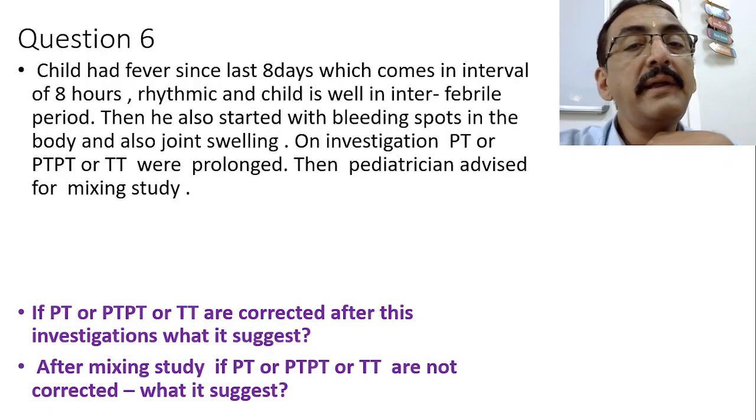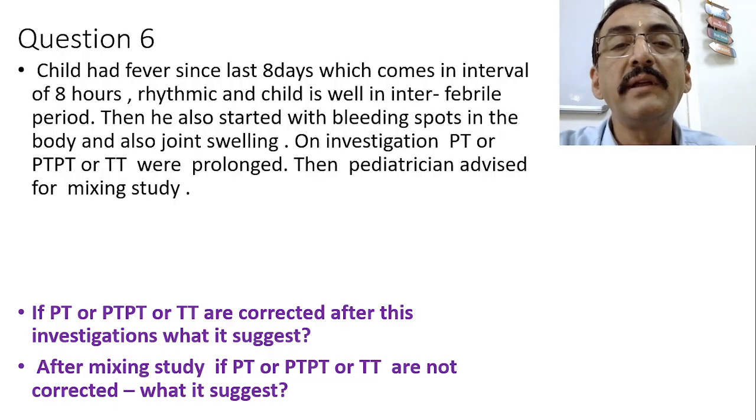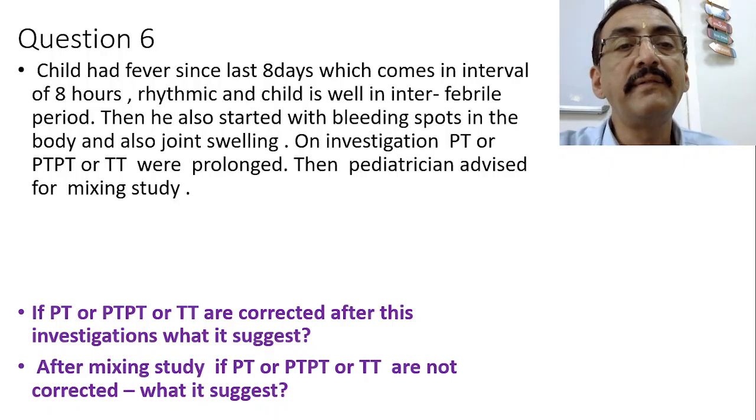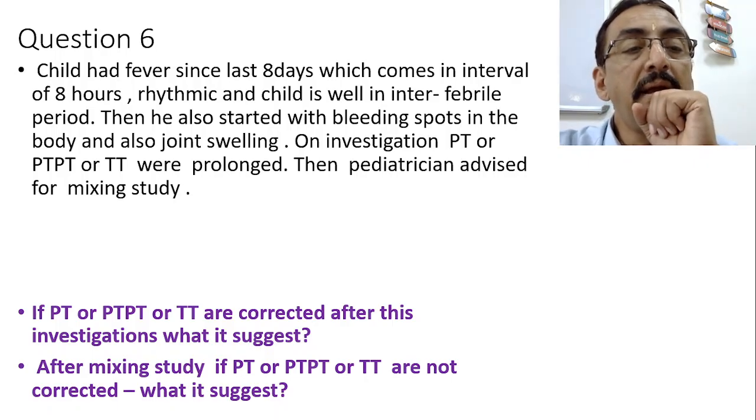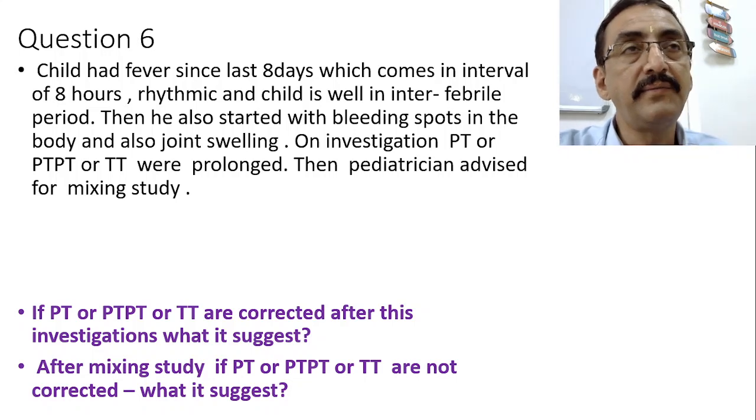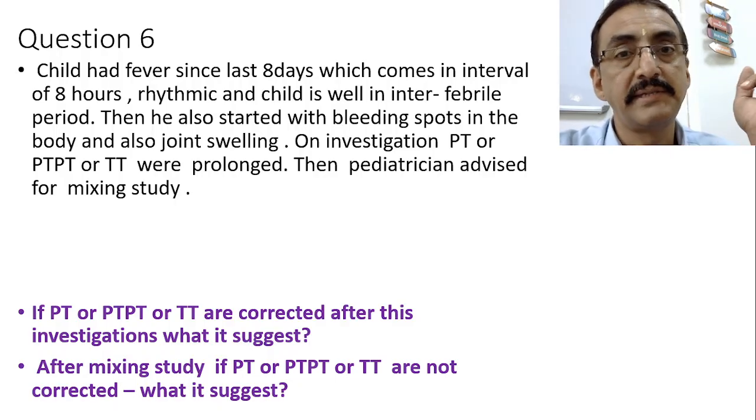On investigation, PT, APTT and TT were prolonged. Okay, all three are prolonged. Then the pediatrician advised the mixing study. Yes, definitely the right thing. If PT, APTT and TT are corrected after this investigation, what does it suggest? Yes, that we have seen. If it is corrected after the mixing study, there will be a deficiency of factor number 1, 2 or 3. And if after the mixing study it is not corrected, then it suggests there are some inhibitors.